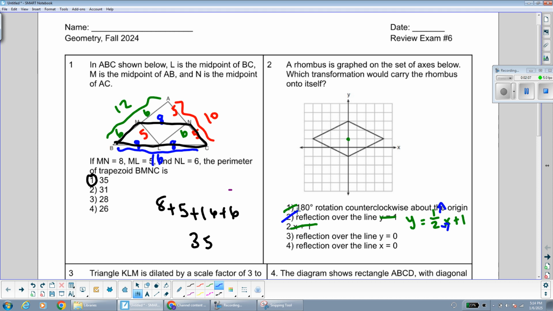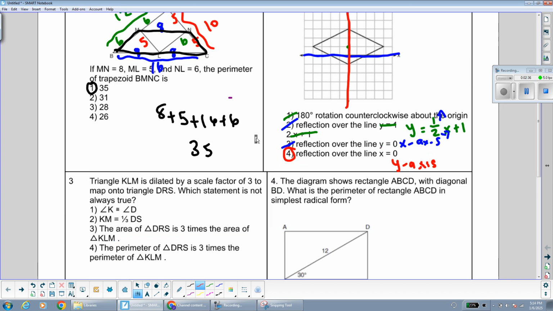Reflection over the line y equals 0. The line y equals 0 is the x-axis because along the x-axis, all the y coordinates are 0. So that is not a line of symmetry. And the line x equals 0 is the y-axis because along the y-axis, all of the x coordinates are 0. All of them go through the x coordinate of 0. And that is a line of symmetry. So that is the one that we're looking for, number 4.